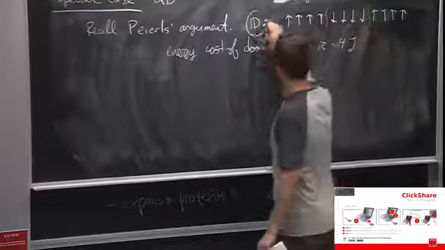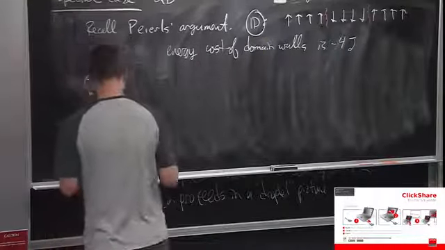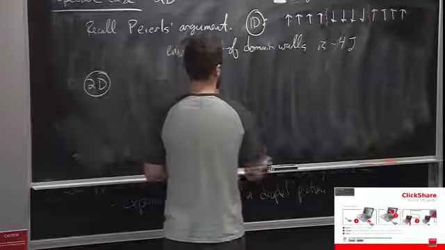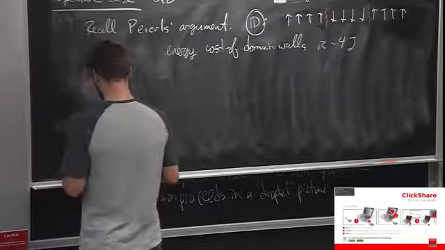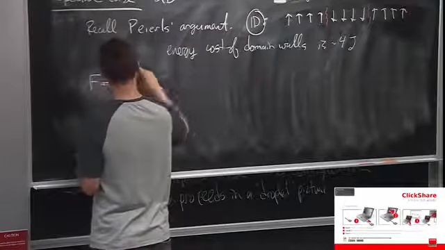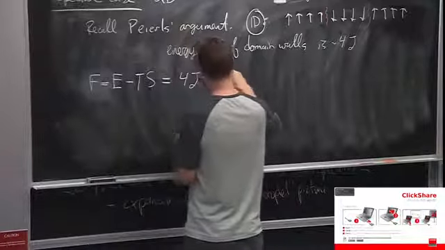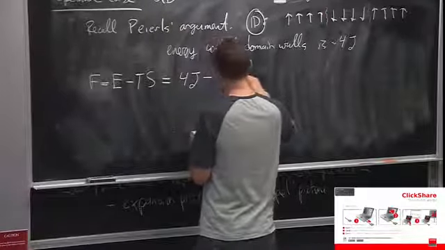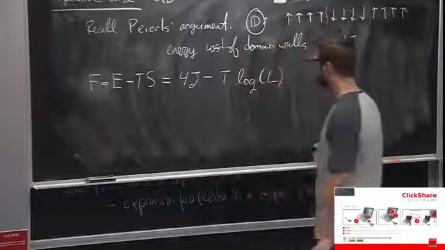That's 1D. In 2D, let me keep going with 1D. So the free energy, I'm trying to remember how this works, E minus TS. Right, oh yeah, it was 4J minus T, say, and then there's this entropy term, which turned out to be looking like a log.